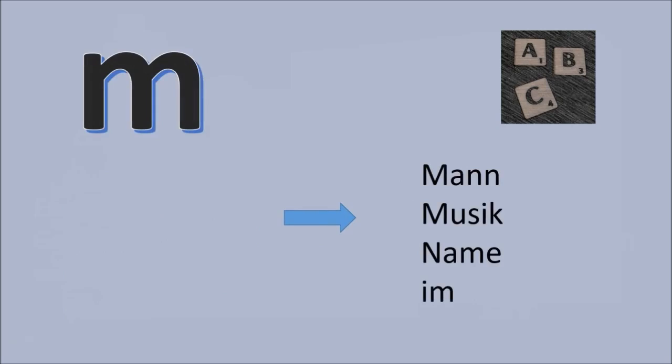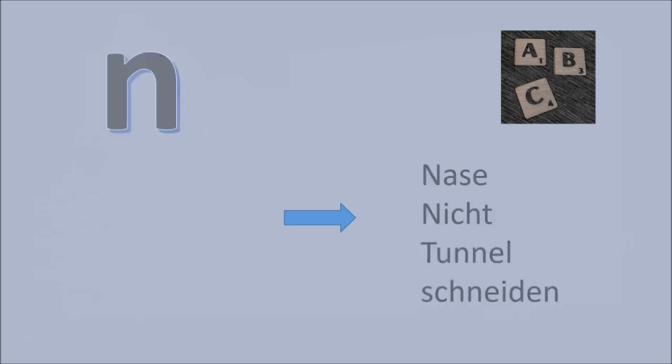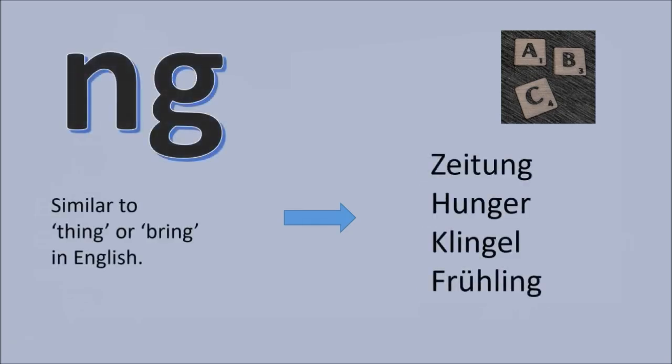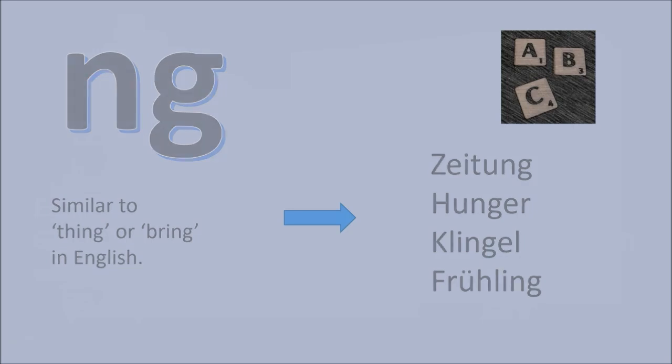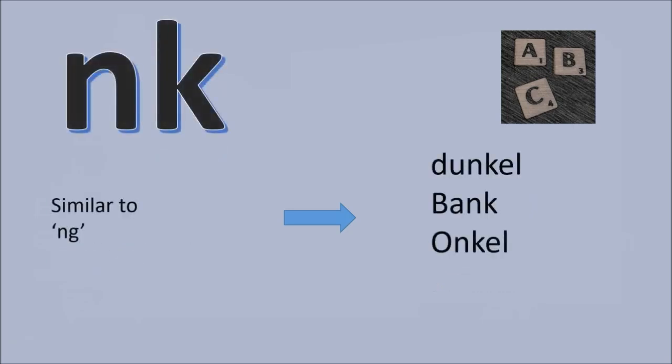M, just like the English one. Mann, Musik, Name, im. No difference to the English. And the same applies to N. Nase, nicht, Tunnel, schneiden. Just like in English. NG, if you have an NG, that's sort of similar to the thing or bring in English. Zeitung, Hunger, Klingel, Frühling. And the same applies to NK. Dunkel, Bank, Onkel.